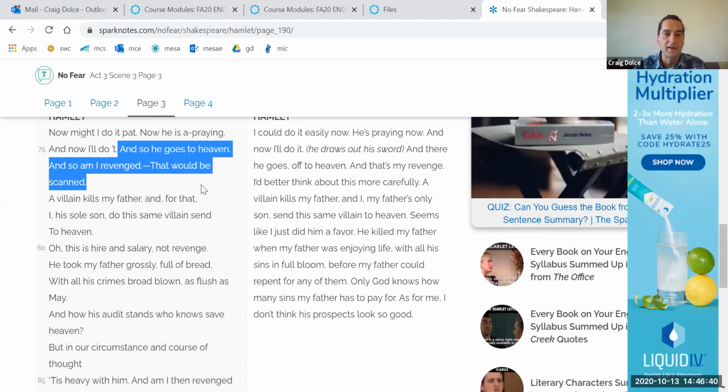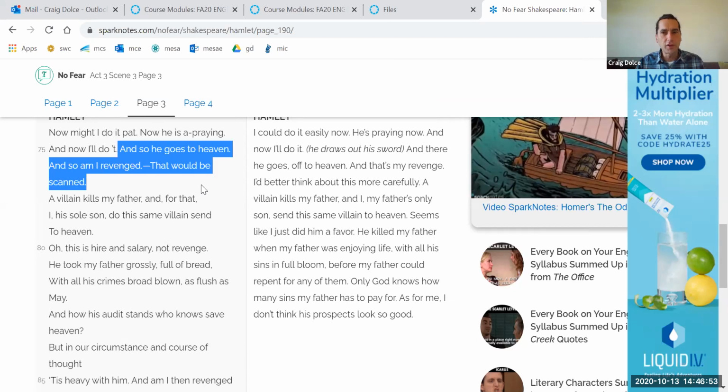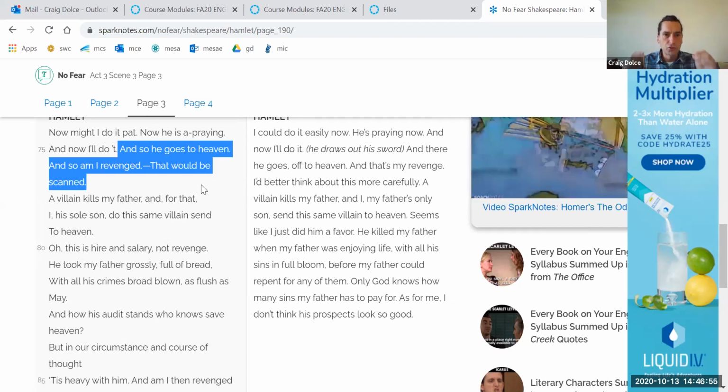That would be scanned. So what is true justice? One of the words for essay 3. What is true revenge? I mean, is justice just a nicer way of saying revenge? Is it a euphemism for revenge? Lots of things to think about here in terms of what true justice would be.